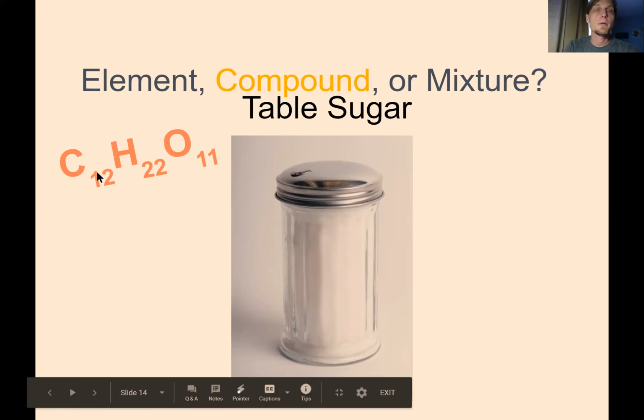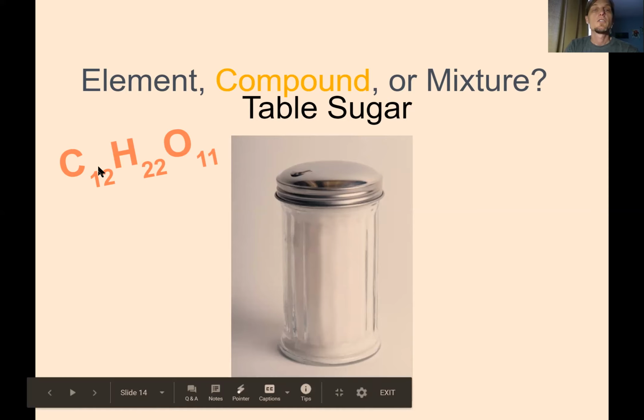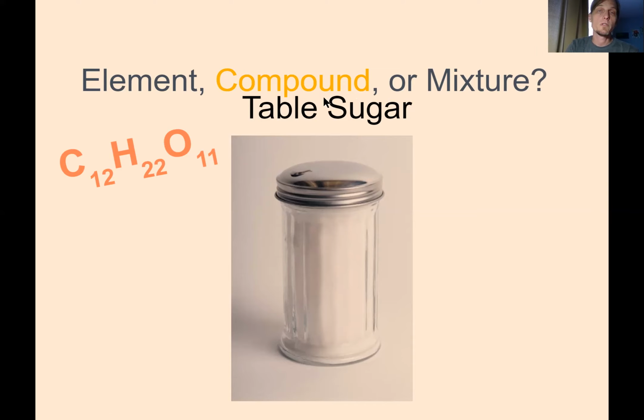It's actually made of carbon, hydrogen, and oxygen in this ratio, 1 to 2 to 1. Okay, so it is a pure substance. Sugar could be considered a pure substance. It is only CHO chemically combined. So it's a compound, and therefore it is also a pure substance.